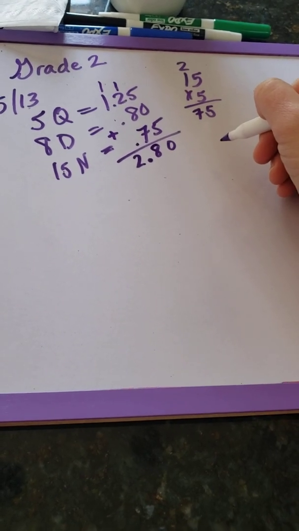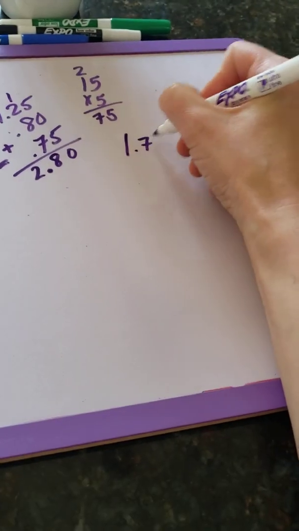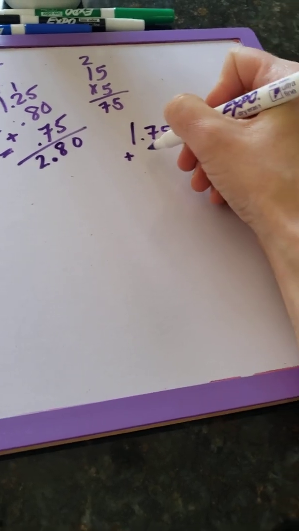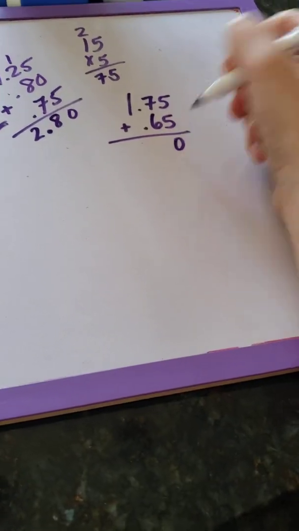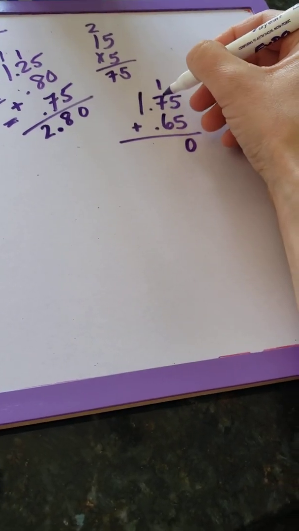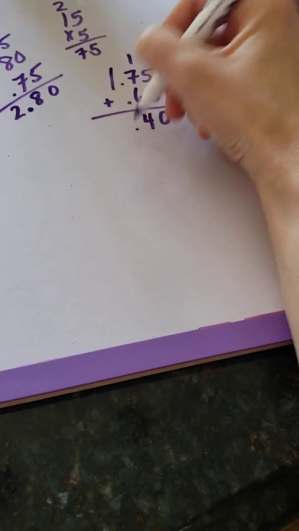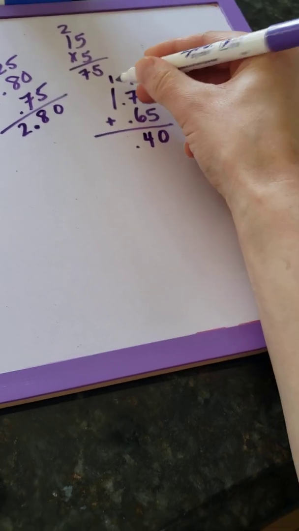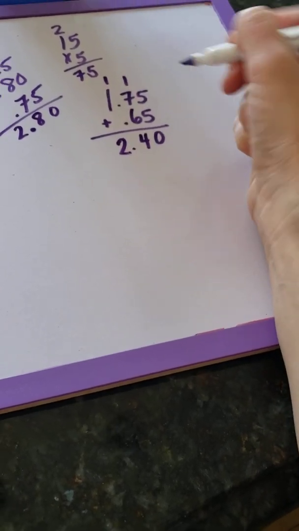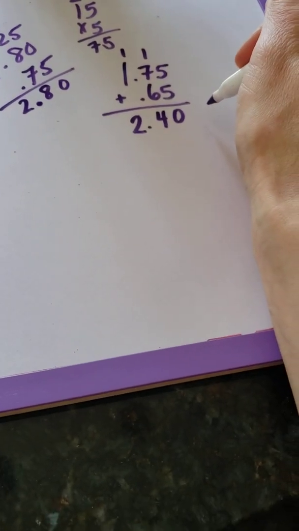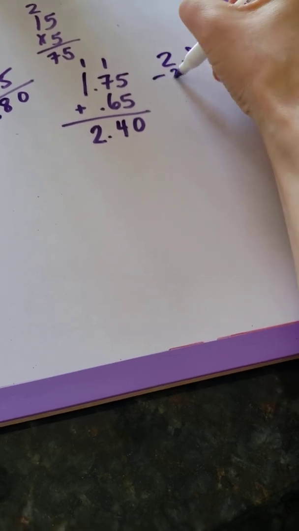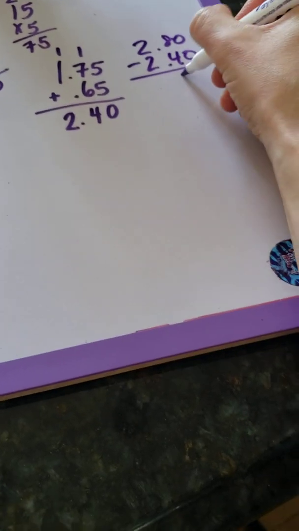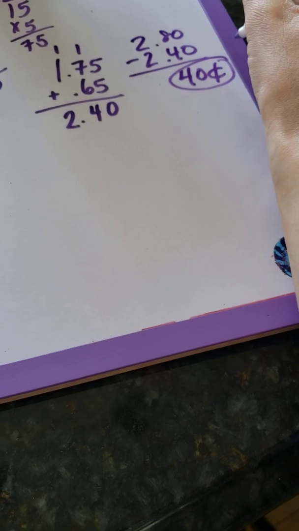butter and jelly sandwich that costs $1.75. So 175 plus 65, this is how much she buys. 5 plus 5 is 10, carry the 1. 1 plus 7 is 8. 8 plus 6 is 14. Put down my 4, carry my 1. 1 plus 1 is 2. So if she has $2.80 and she buys $2.40 worth of food at lunch, how much money does she have left? $2.80 minus $2.40 would leave me with 40 cents.